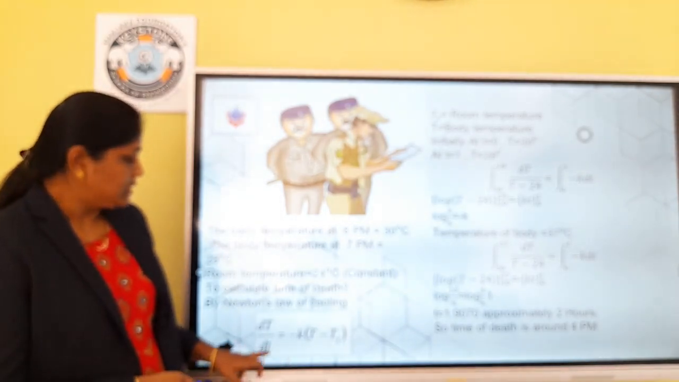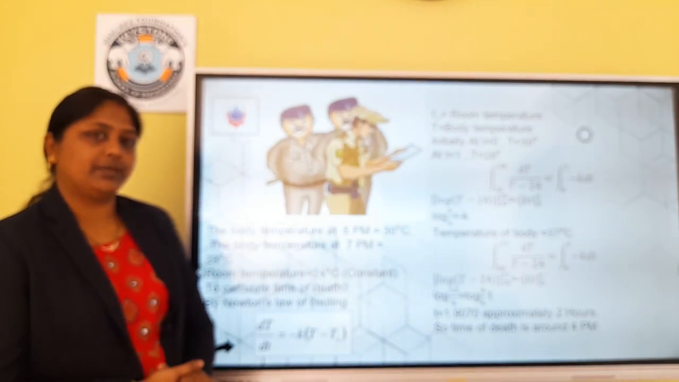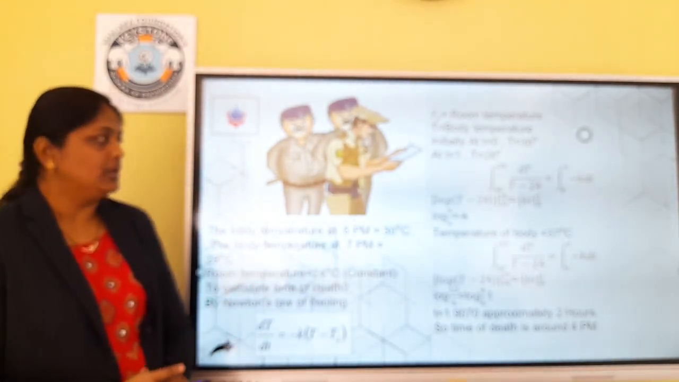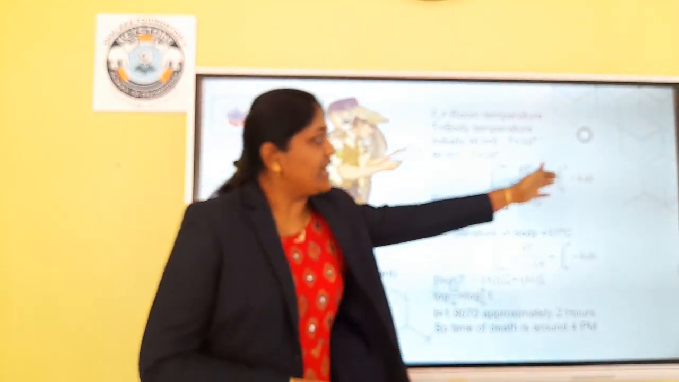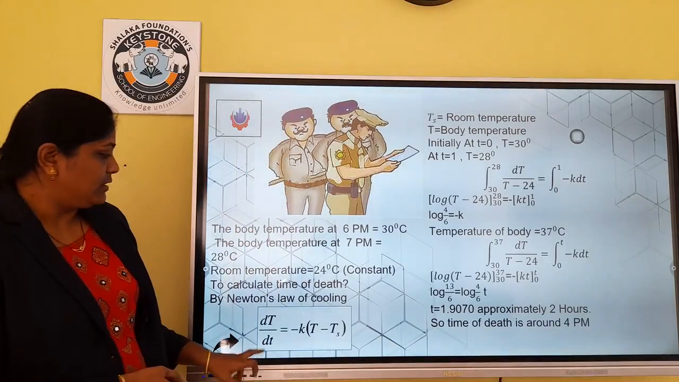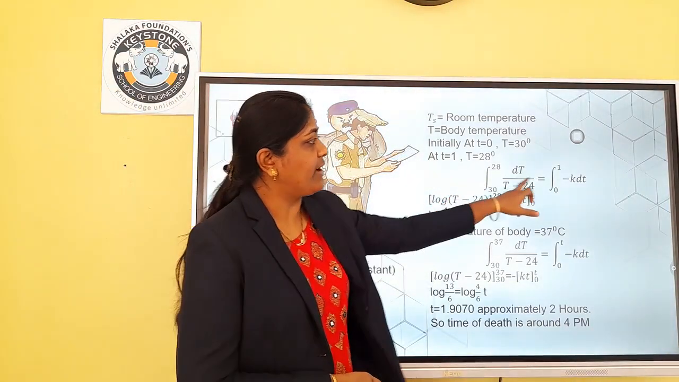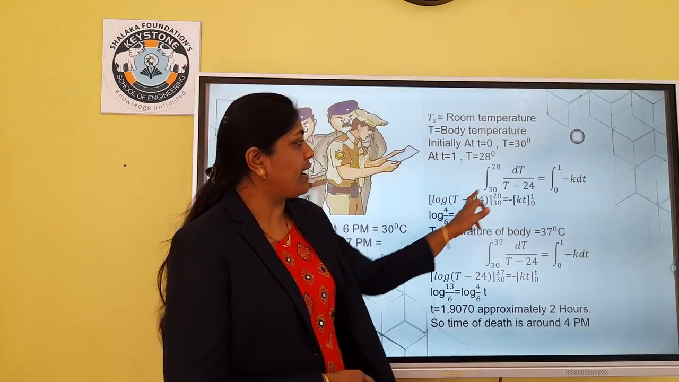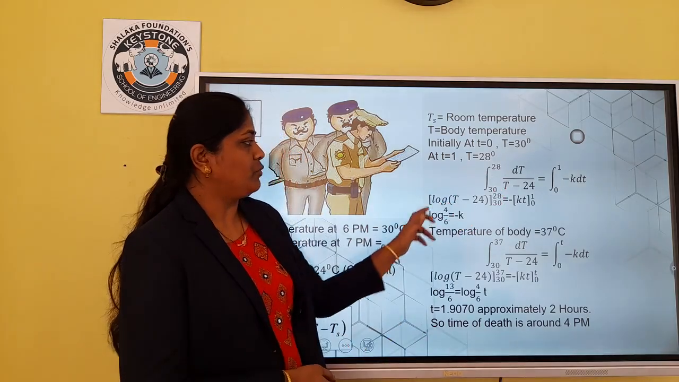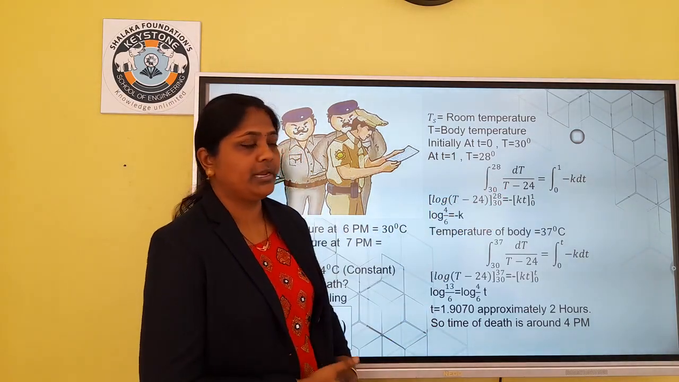How? See, if you observe this, at time 6 p.m. you are getting the temperature 30, and at 7 p.m. you are getting the temperature 28. So we separate the variables. We are using the variable separable form. Which variables are there? This is capital T and this T_S. These variables are separated, and then we integrate. The integration of 1 by (T minus 24) is log (T minus 24), and we substitute the upper limit and lower limit.